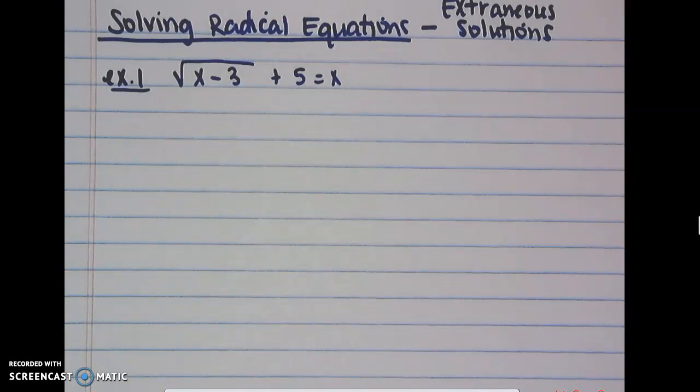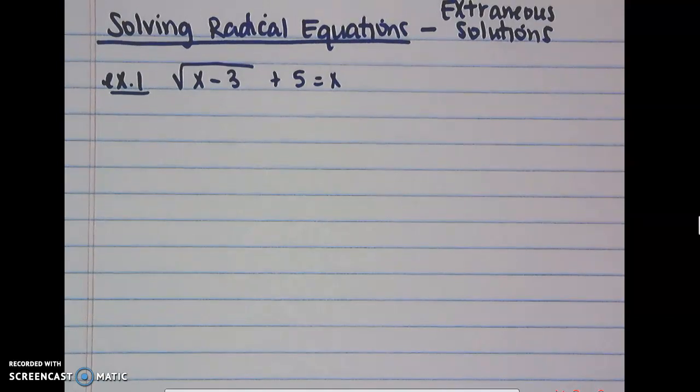Today we're going to be talking about solving radical equations again, but today we're going to add in the idea of extraneous solutions. That just means that when you get a solution and you plug it back in, if it doesn't work, if it makes the original equation untrue, then it is an extraneous solution and we have to cross it out. So if we have the square root of x minus 3 plus 5 equals x, we have to work on solving this.